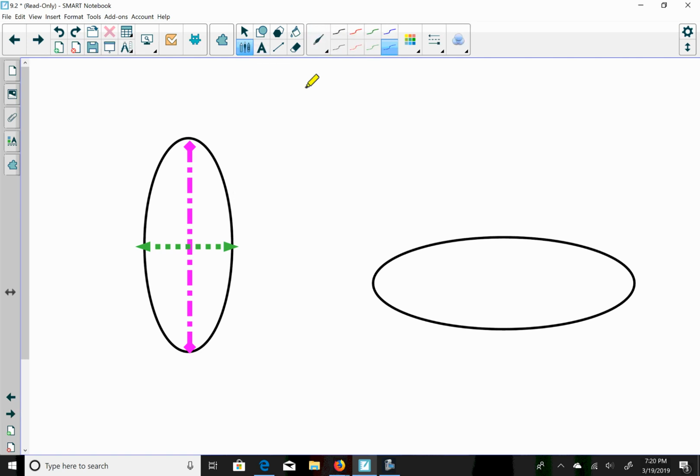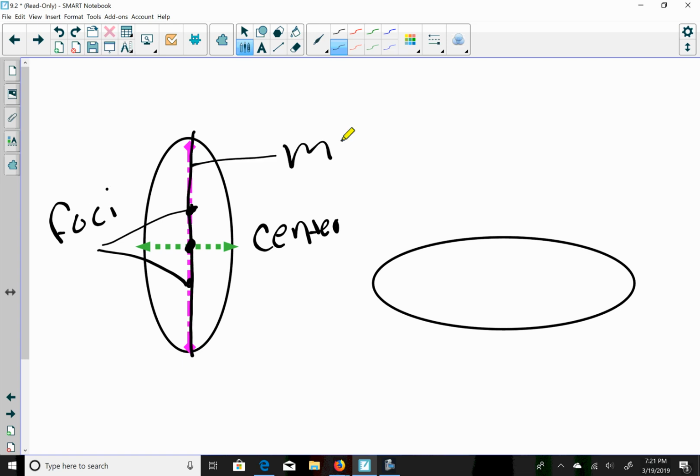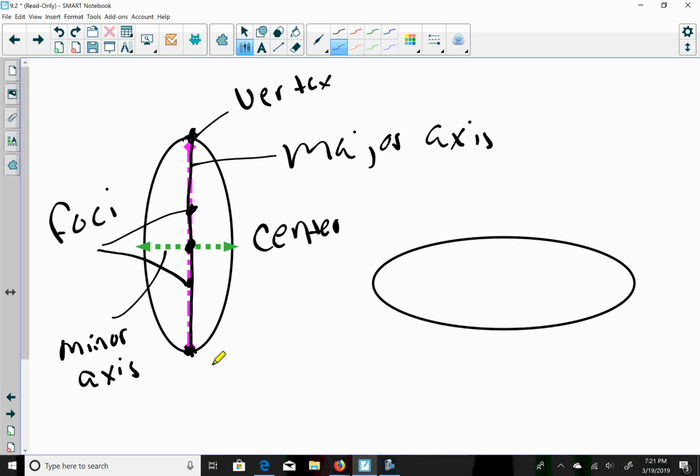So if I have this ellipse, the point here is going to be the center. Then I'm going to have these 2 points which tell me how I'm drawing my ellipse, and those are called my foci. This purple line is going to be my major axis, and the reason why it's the major axis is because it's the longest axis. This green line is also an axis, but it's smaller, so that's going to be the minor axis. Then you have the points on the outside on the actual ellipse, which are on the major axes. Those are called my vertex or my vertices.